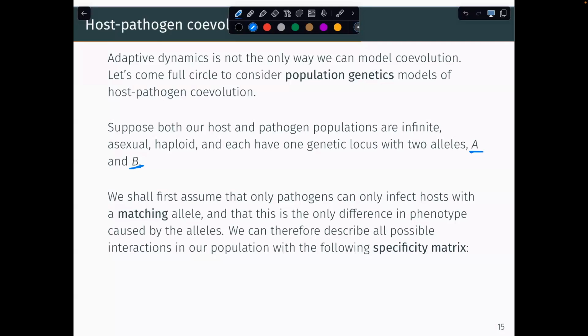I said here we shall first assume. I'm going to get time to write the rest of my notes, which is a good thing because we don't have a lot of time left in the lecture.